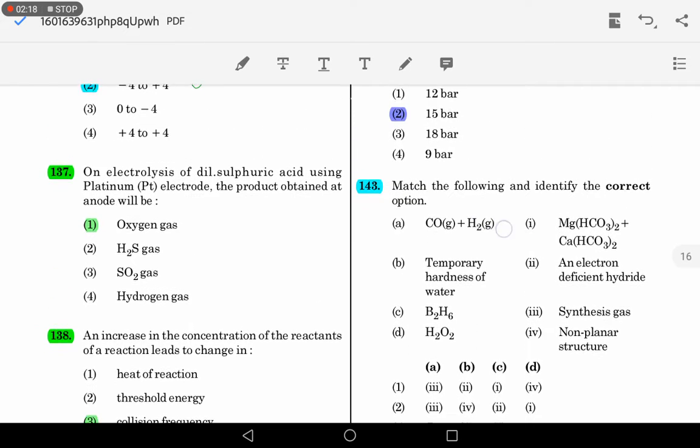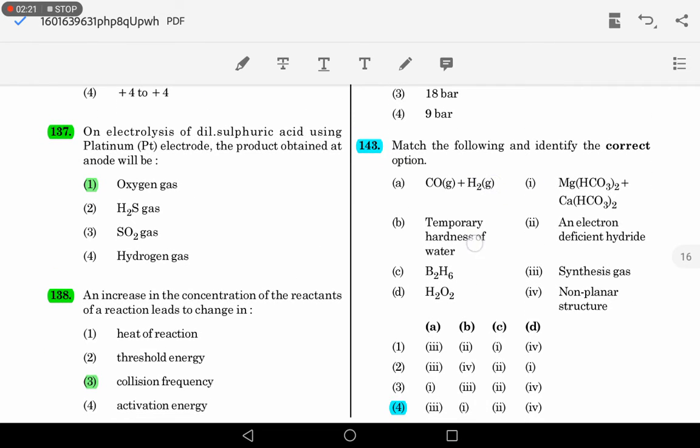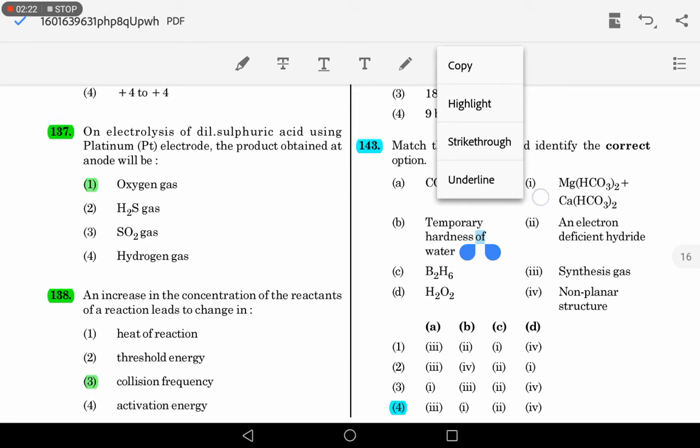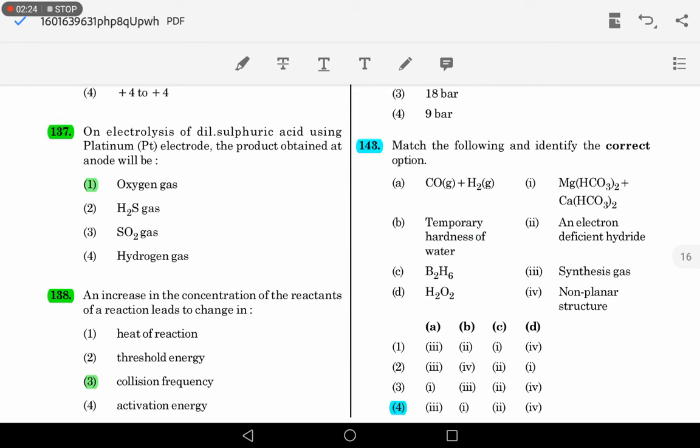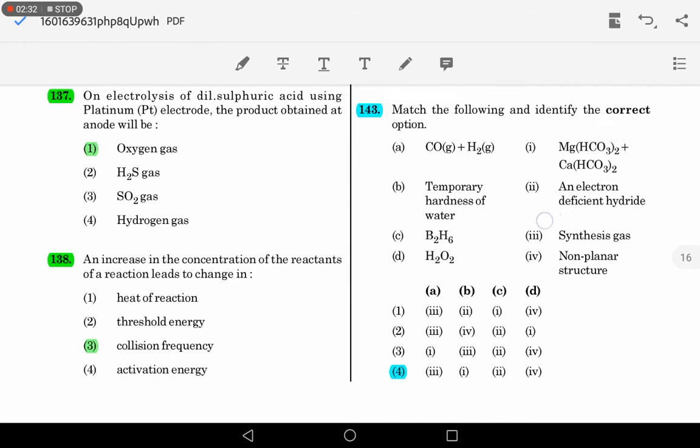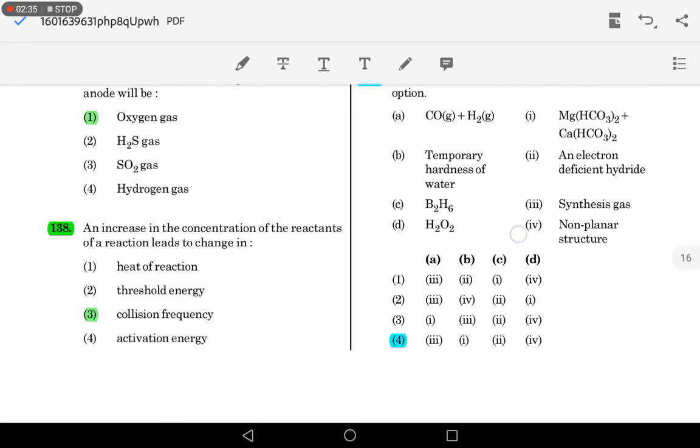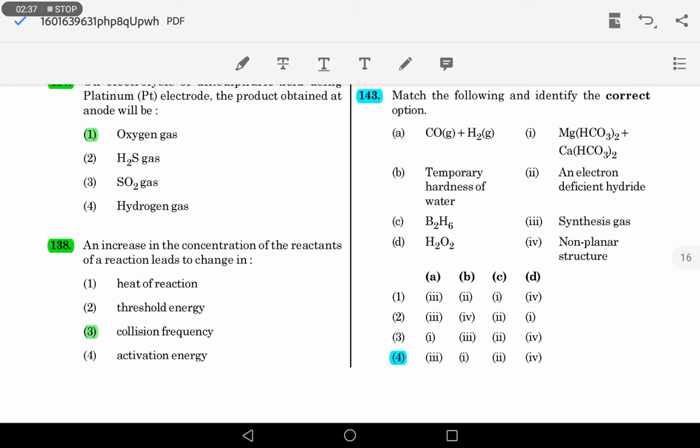Carbon monoxide plus hydrogen is what we call synthesis gas. It's a direct NCERT statement. Temporary hardness of water is due to magnesium hydrogen carbonate and calcium hydrogen carbonate. Hydrogen carbonates tend to cause temporary hardness. B2H6 is an electron deficient hydride, and hydrogen peroxide has a non-planar structure.